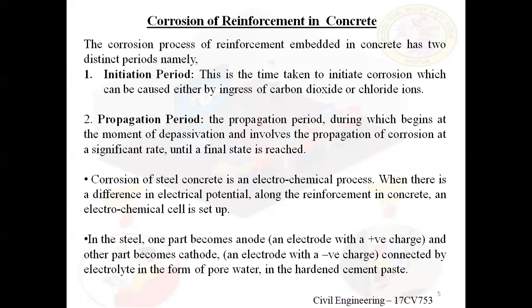In corrosion we have two different periods: the initiation period and the propagation period. What is the meaning of the initiation period? This is the time taken to initiate the corrosion, which can be caused either by ingress of carbon dioxide or chloride ions. That means the initiation period is nothing but the time taken to initiate the corrosion process.